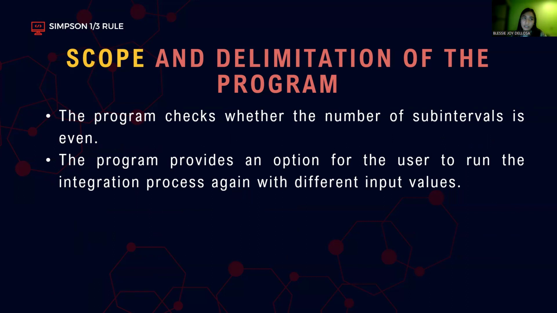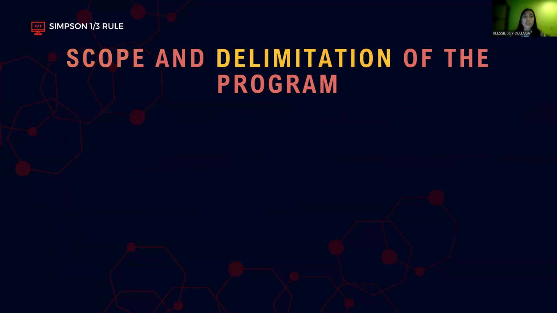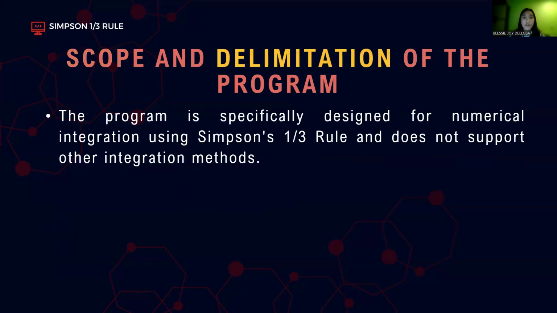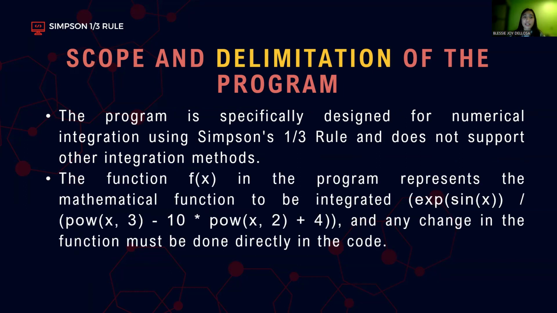Also, just an addition for the scope, I forgot to include it here. It also just covers the C++ language. So if implemented in a different programming language, the program might not be suitable. Going to the delimitation of the program, first, the program is specially designed for numerical integration using the Simpson one-third rule and does not support any other integration program. Also, the function of x in the program represents the mathematical function to be integrated, as in this one.